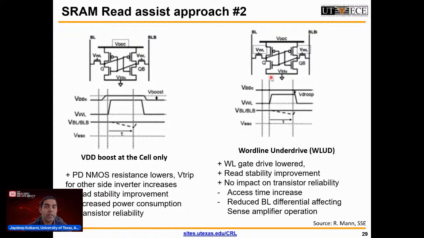So we are improving the read stability, but at the expense of increasing the access time. Because of the weaker access transistor, the read current is reduced, and hence it takes more time to develop the bitline differential between this bitline and bitline bar, which will then be sensed by a sense amplifier. So the read speed goes down, but the read stability improves.